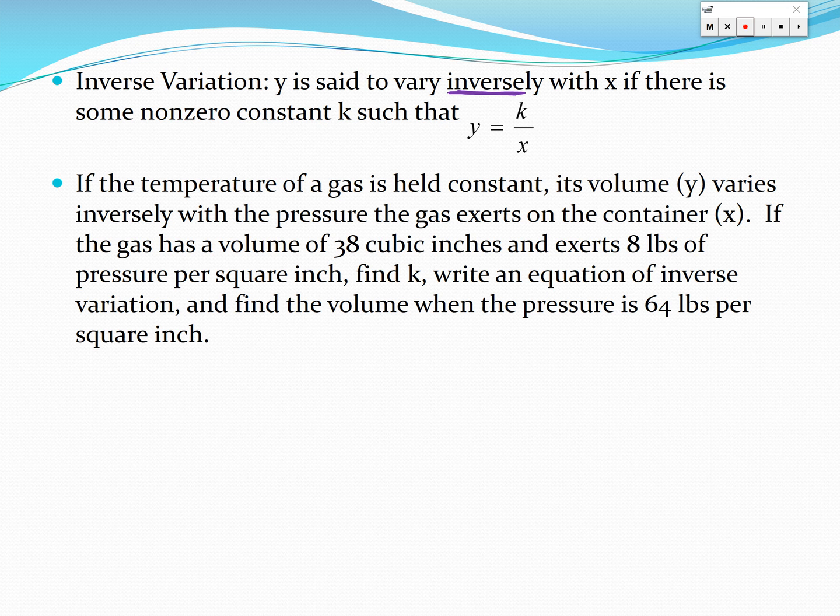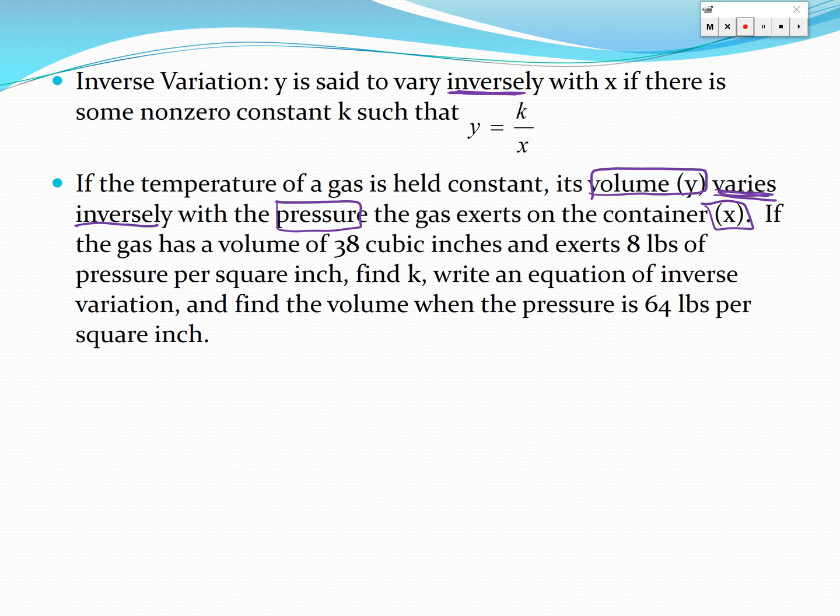If the temperature of a gas is held constant, its volume y varies inversely with the pressure the gas exerts on the container. So we have the volume is y, the pressure is x, and we have it varies inversely. If the gas has a volume of 38 cubic inches and exerts 8 pounds of pressure per square inch, find k, write an equation of inverse variation, and find the volume when the pressure is 64 pounds per square inch.